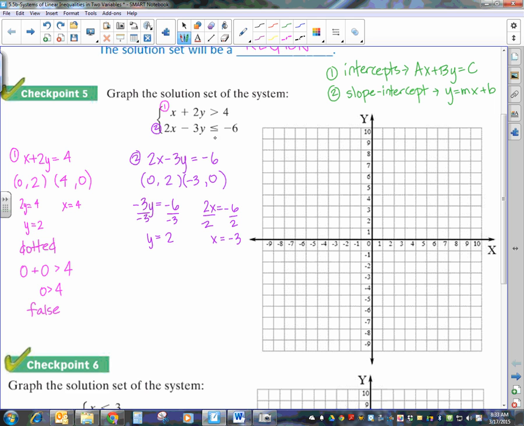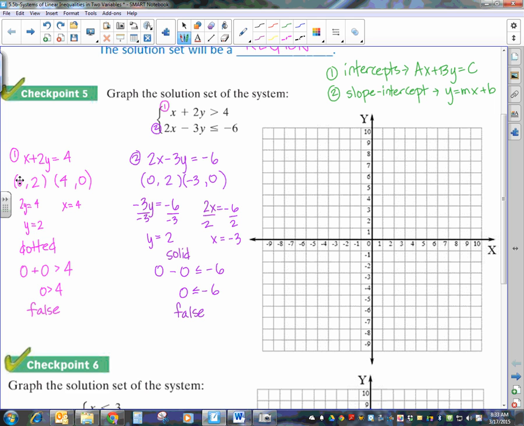Then we're going to go back and see that our line is supposed to be solid. The other thing we did was a test value. So 0 minus 0, is that less than or equal to negative 6? Is 0 less than or equal to negative 6? It is not, so again, that's a false statement.